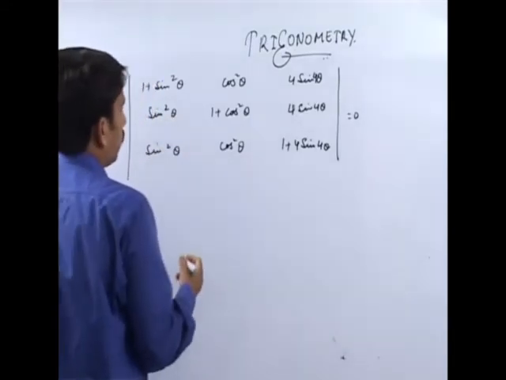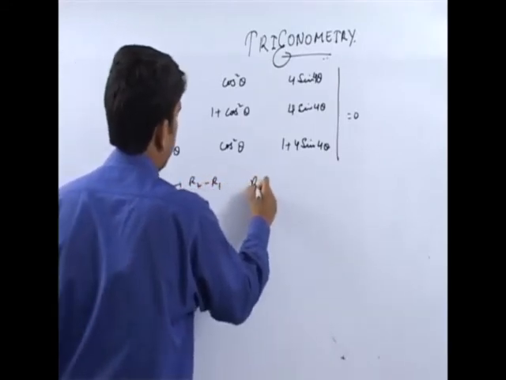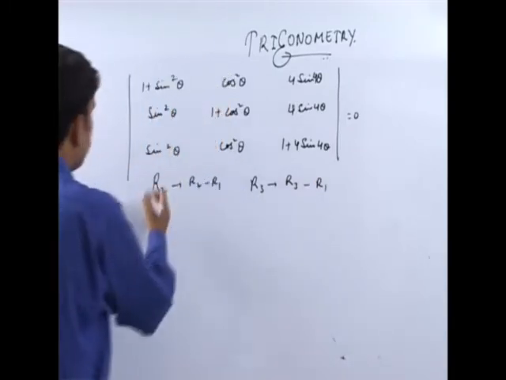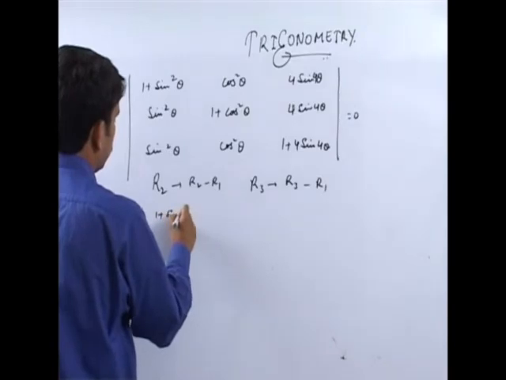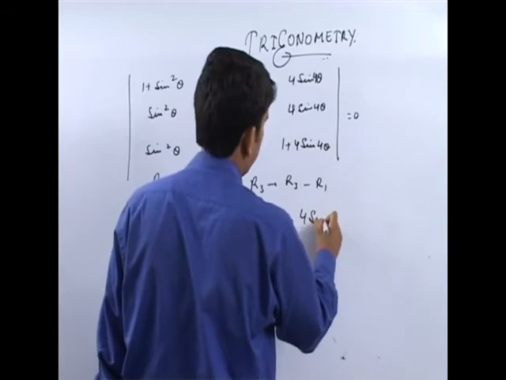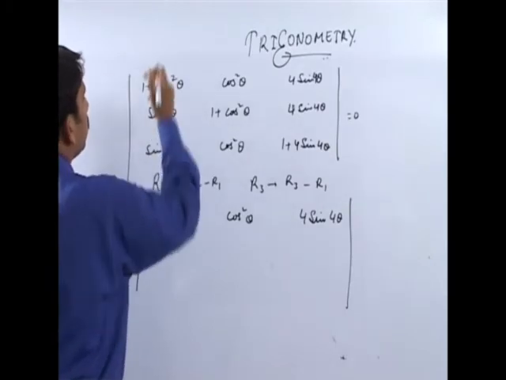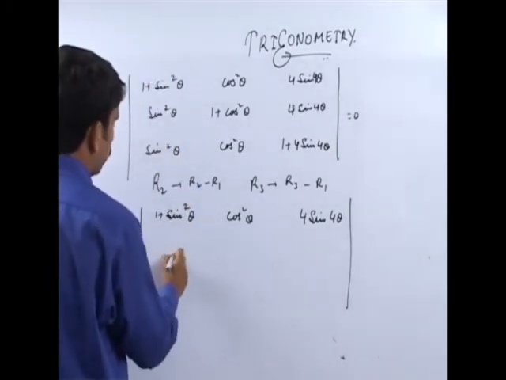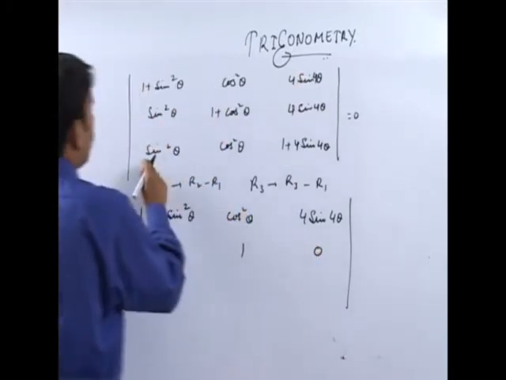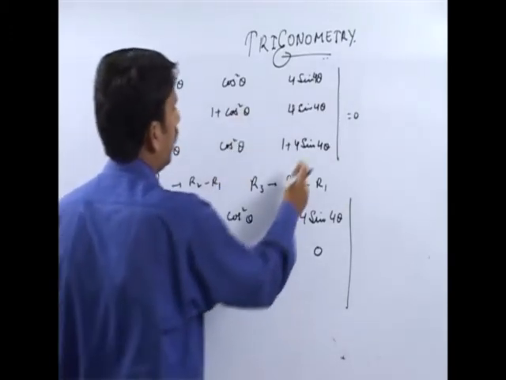Now let us simplify it first of all. To simplify it, operate R2 as R2 minus R1 and R3 as R3 minus R1. Now you will get 1 plus sine square theta, cos square theta, 4 sine 4 theta. R2 minus R1 gives sine square theta minus 1 plus sine square theta, which gives minus 1. This and this give 1, and this and this is 0. Sine square theta minus this is minus 1 again, this is 0 again, and this is 1.